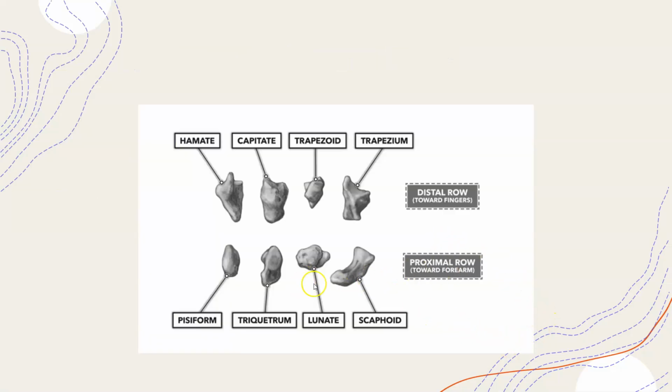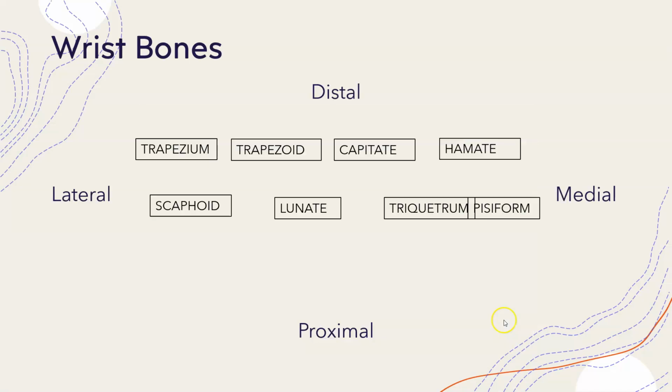So here is the proximal row. Think of the thumb as being over here and the little finger, the fifth finger, over here. So proximal row from lateral to medial: scaphoid, lunate, triquetrum, and pisiform. And again, the distal row, from lateral thumb to medial little finger: trapezium, trapezoid, capitate, and hamate. So this is the way they set up.